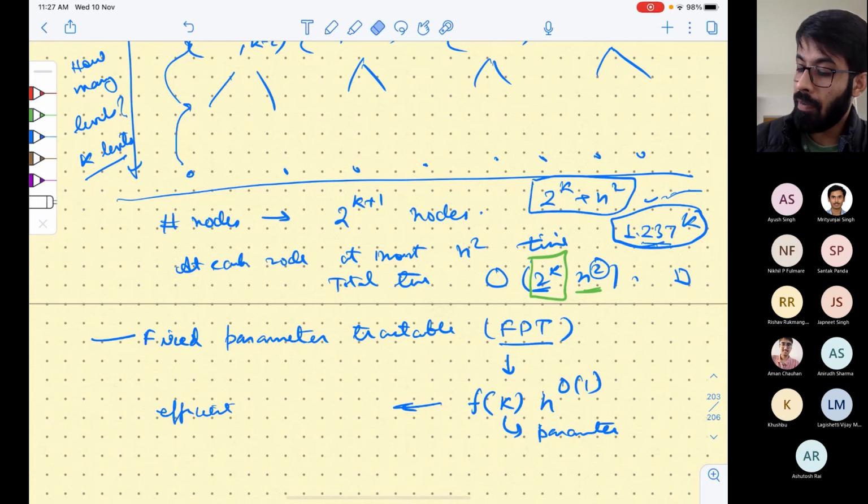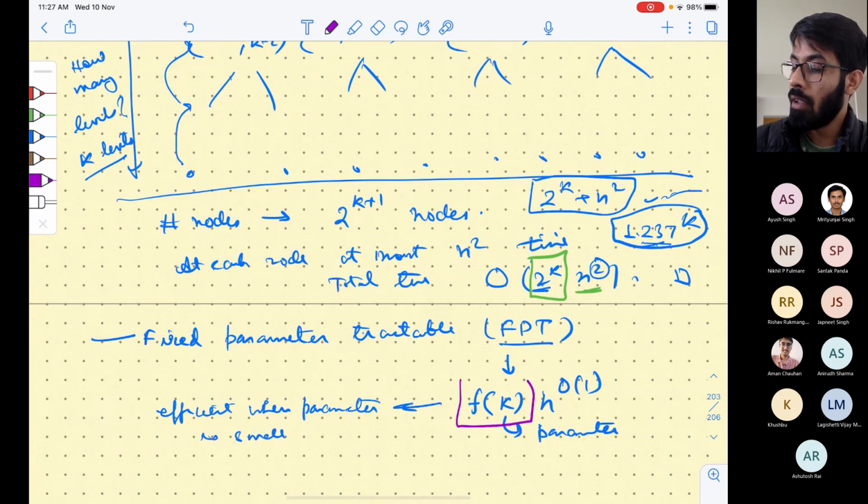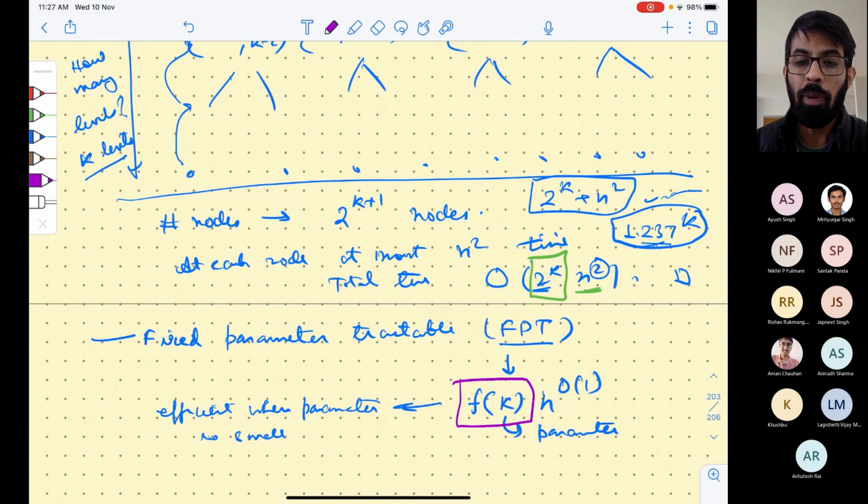And the thing is that this f is bound to be exponential for NP complete problems, right? Because otherwise, if this f is polynomial, then the whole function will be polynomial, which is not possible for NP complete problems. So what we are doing essentially is taking out the exponential from n and putting it only in k. And since k is small, the running time remains feasible or efficient.